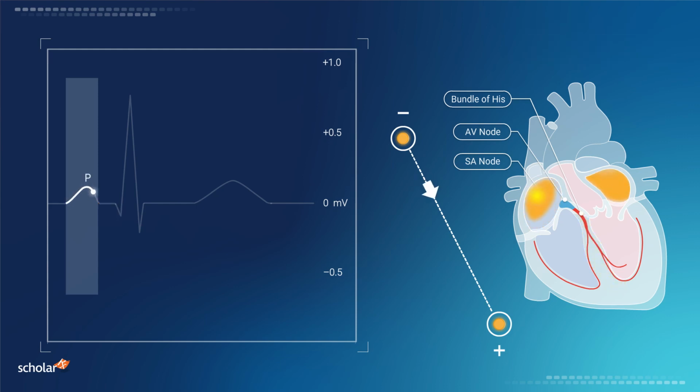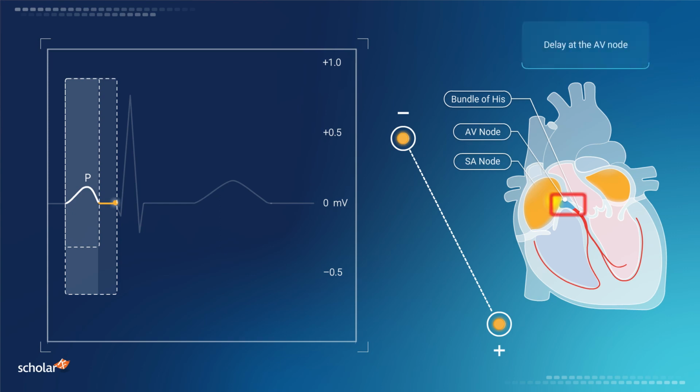Because the signal reaches the AV node at some point during the P wave, the time between the beginning of the P wave and the beginning of ventricular depolarization approximates that delay at the AV node. This is known as the PR interval.